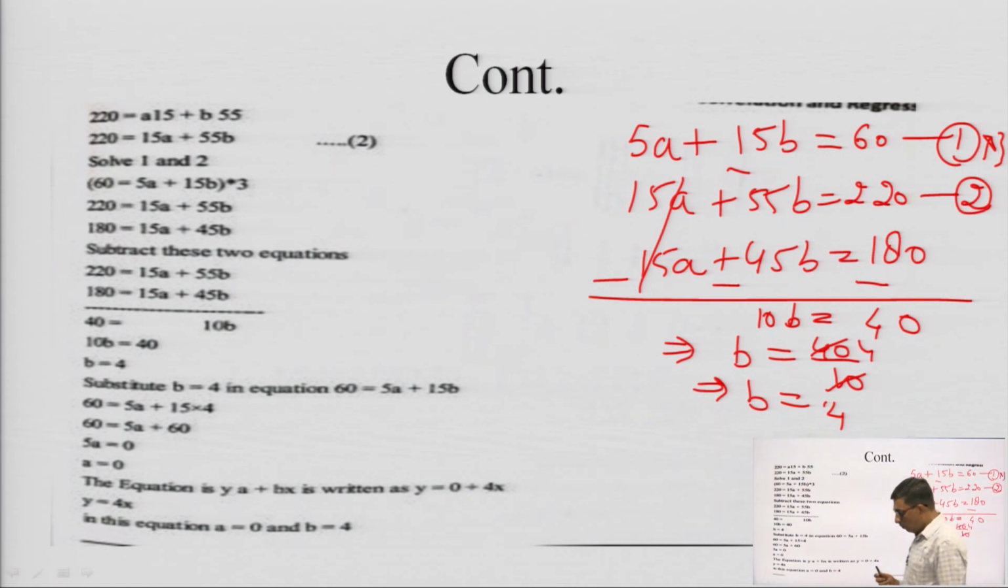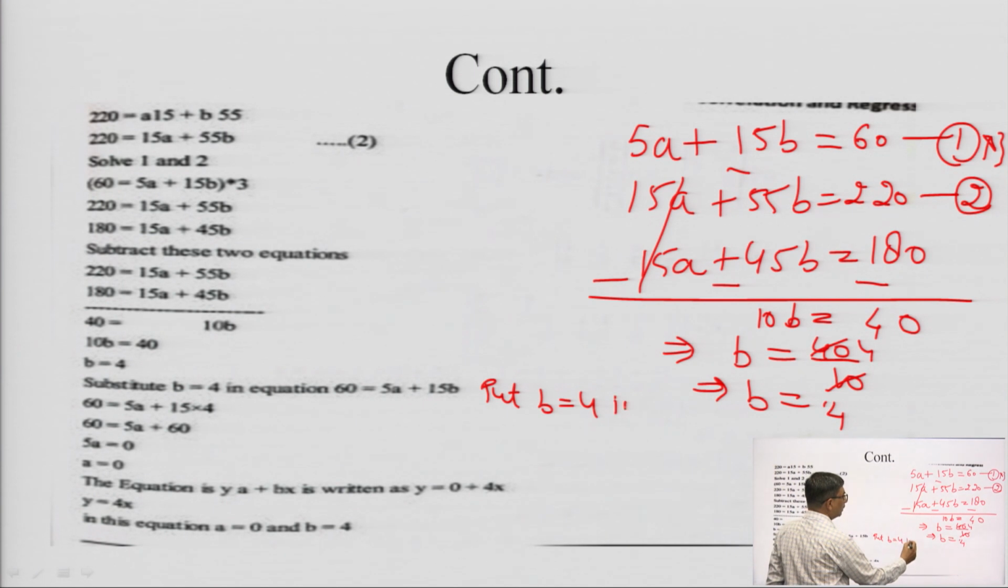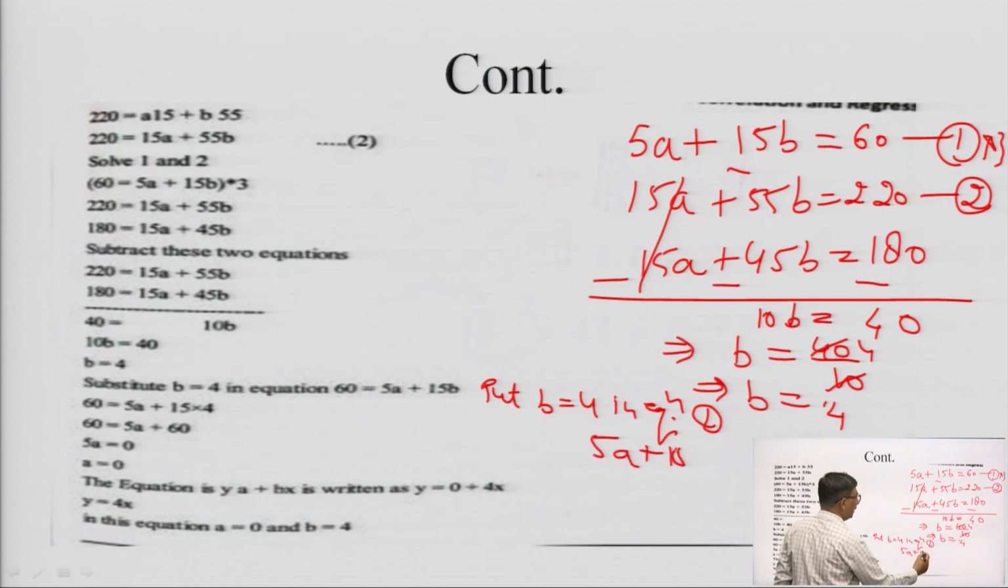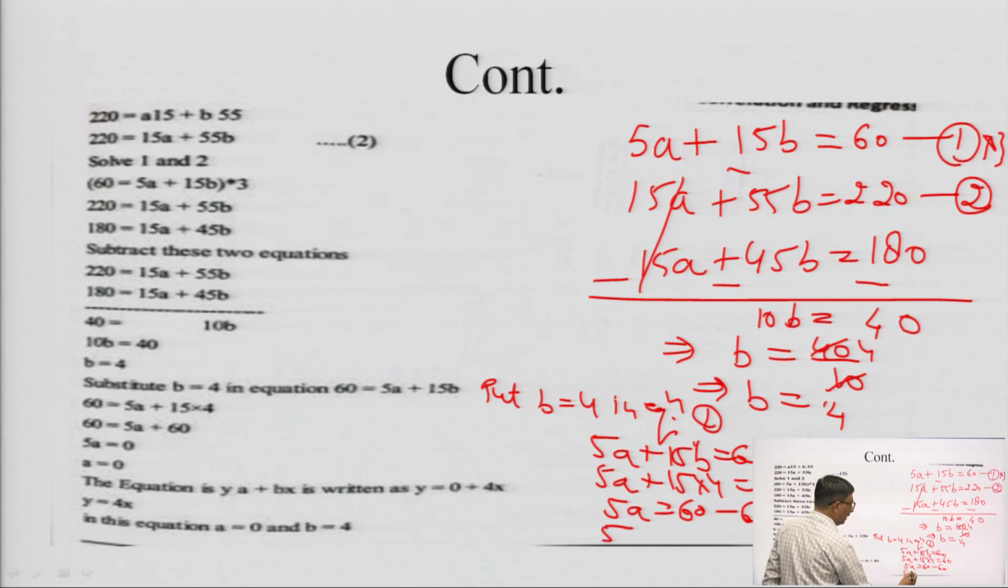Now to find the value of a, put the value of b equal to 4 in equation 1. This is the first equation: 5a plus 15b. So 5a plus 15 into 4 equal to 60, so 5a equal to 60 minus 60, and 5a equal to 0. So a equal to 0.